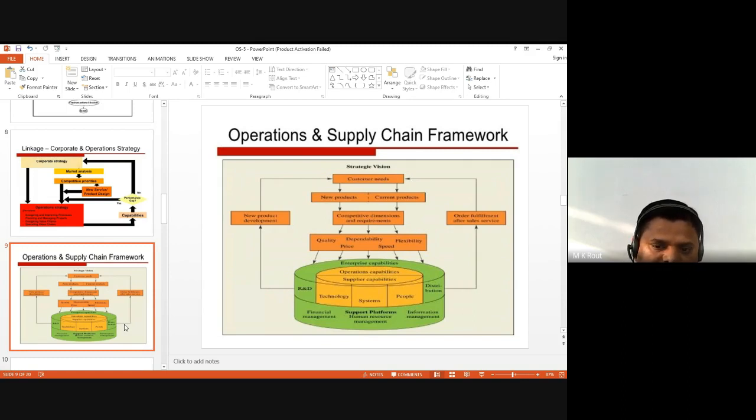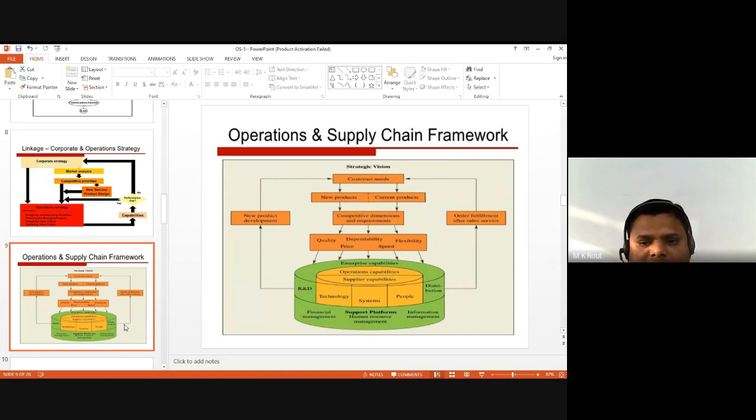The first entity is known as your product. The next is your facilities. The next is your career, and the last one is route. So in case of operation and supply chain framework, you have to go for strategy visions. So what kind of strategy?